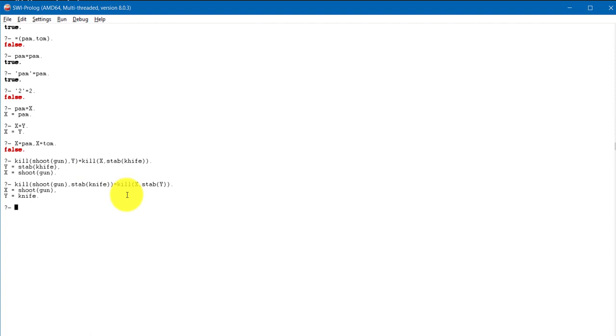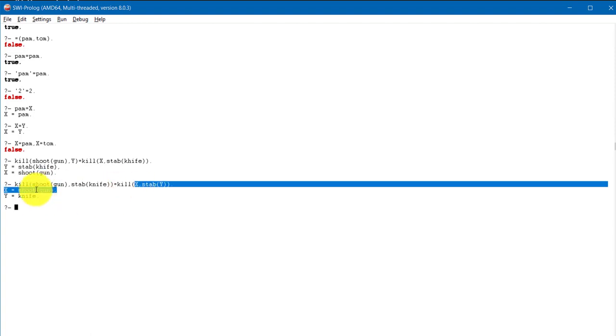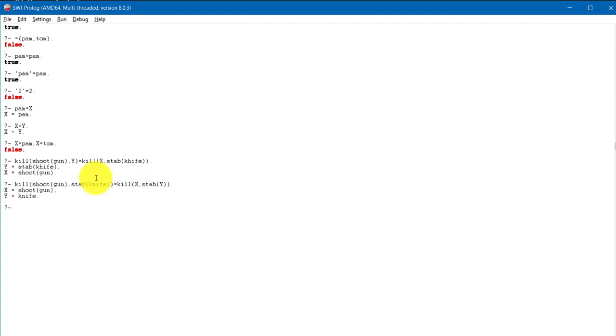This is very simplistic, because if we initialize x with shoot gun, which is what it did, and y with knife, these two become the same by applying rule number 3 over here, right? The functor name, the number of arguments, and the positional arguments, that means the corresponding arguments, have to be the same, and the variable instantiation has to be compatible.